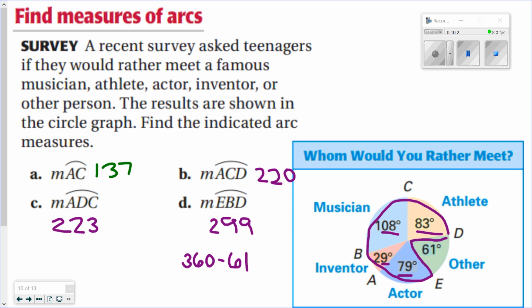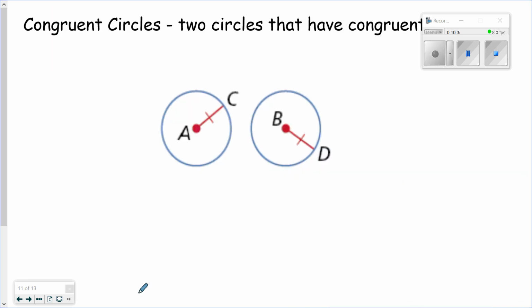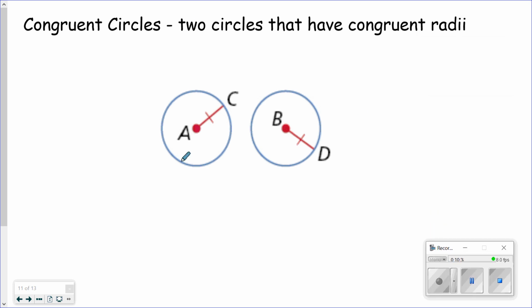Congruent circles. Congruent circles mean that two circles have congruent radii. So if we look at these circles, we know that these circles are congruent because the radius here has one tick mark, and this radius also has one tick mark, meaning those two circles are congruent.